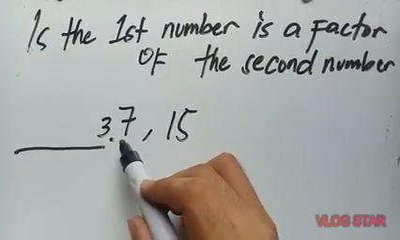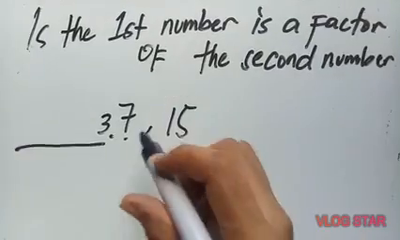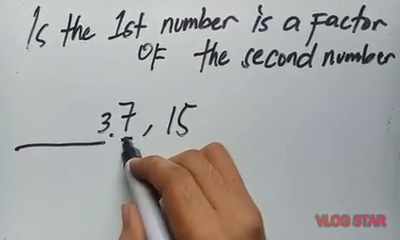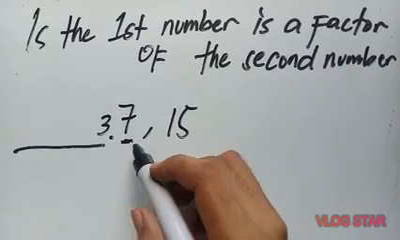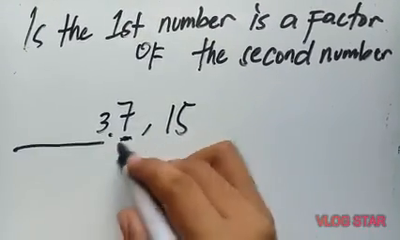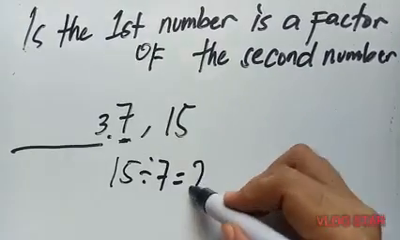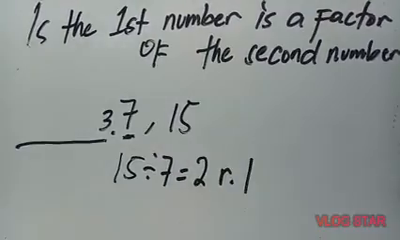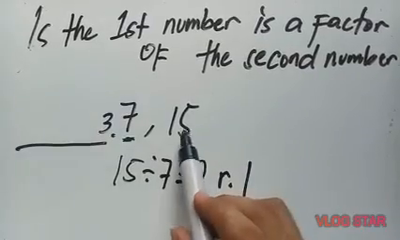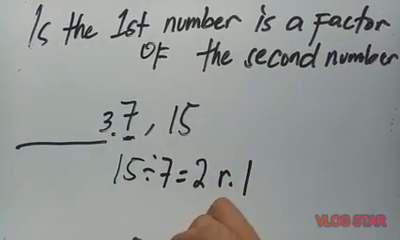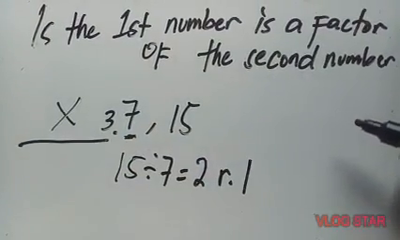The third example is 7 and 15. Is 7 a factor of 15? So think of a number that when you multiply to 7, the answer is 15. Is there any number? None. So let's try to divide: 15 divided by 7, the answer is 2, remainder 1. Since there is a remainder when you divide 15 by 7, we can say that 7 is not a factor of 15.